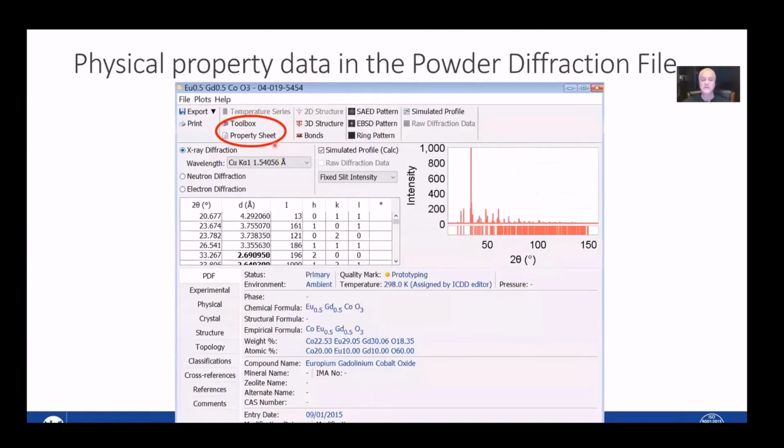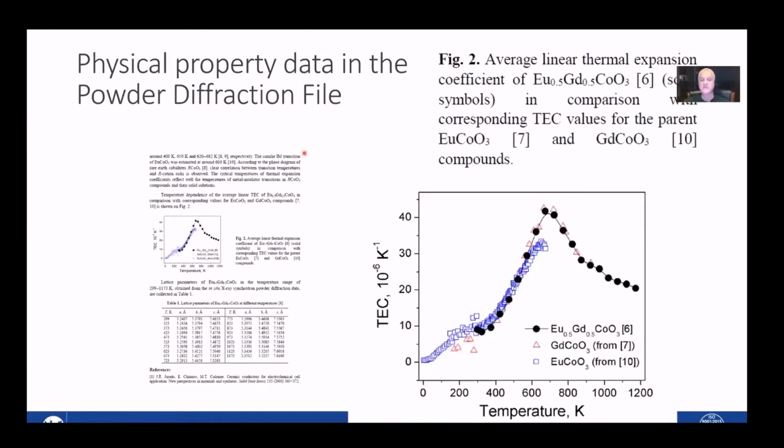Additional type of property sheets, here's a europium gadolinium cobalt oxide sample. This particular sheet is including linear thermal expansion coefficient information. So if you're studying these materials, you're looking at thermal studies, you can in fact have a reference information sheet that tells you about expansion as a function of temperature.